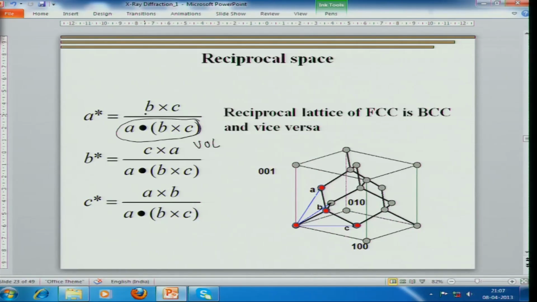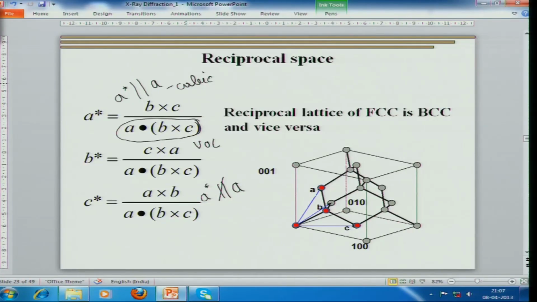In the case of a cubic lattice, my a star is parallel to a, but it is not a necessary condition, and for other lattices this condition may not be true. So, this is true only for cubic. However, a star may not be parallel to a if the lattice is non-cubic.